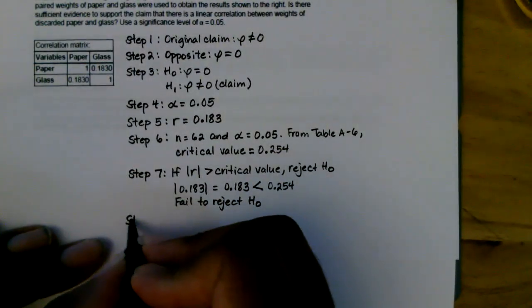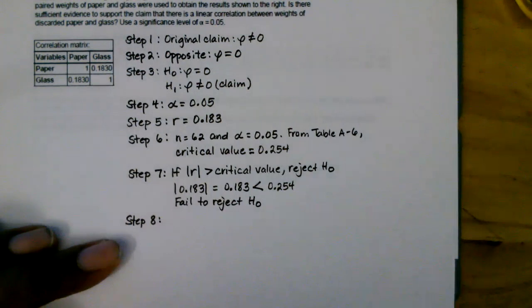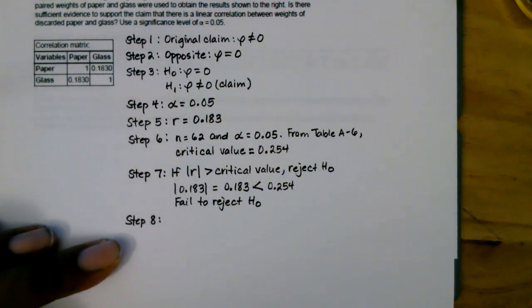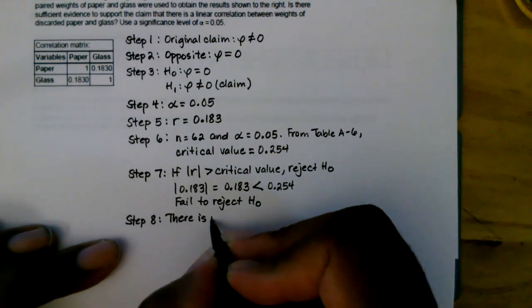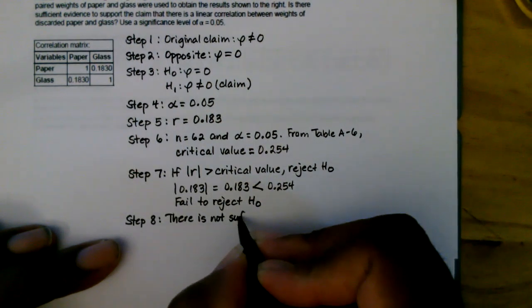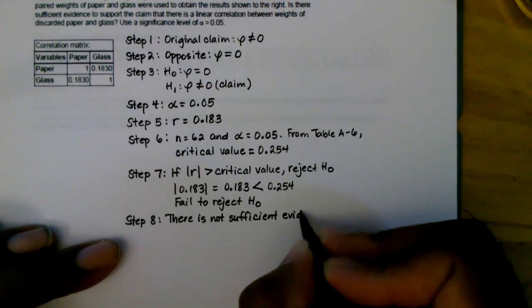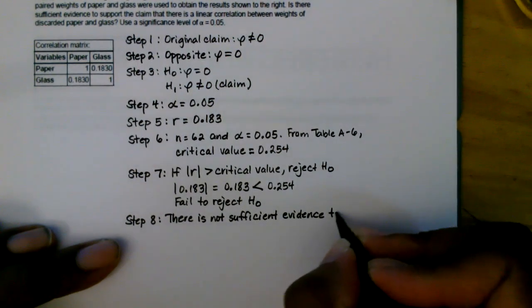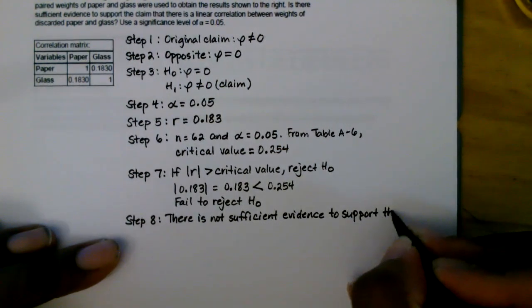And then step number 8 is this, writing the conclusion. Here we failed to reject the null hypothesis. The claim was the alternative hypothesis. So that means that there's not sufficient evidence to support the claim.